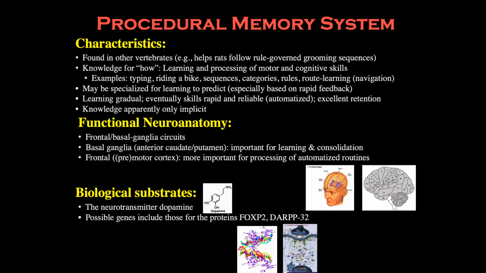We know, again, less about the biological substrates of this system than about declarative memory, but the neurotransmitter dopamine plays an important role, and possible genes include a bunch of genes related to dopamine, as well as the infamous FOXP2 language gene, which is probably better characterized as, at least in part, playing an important role in procedural memory and therefore in language, according to what we'll talk about today.